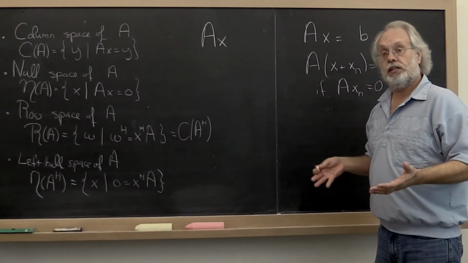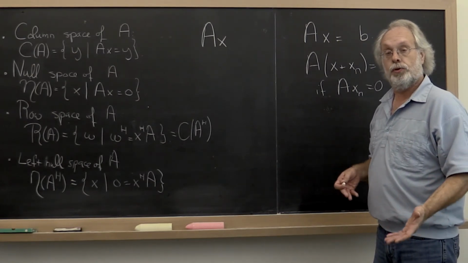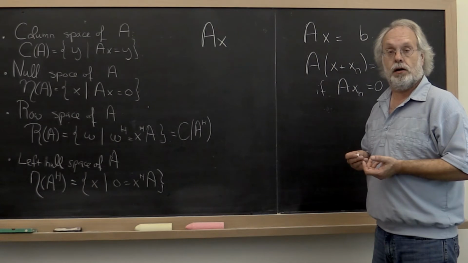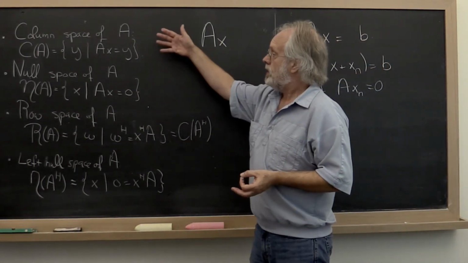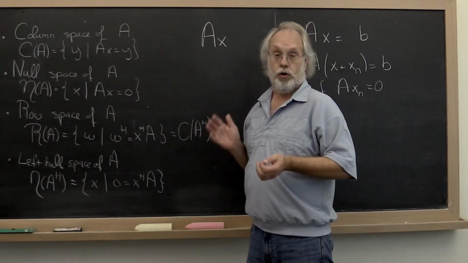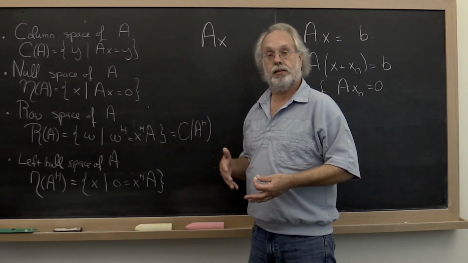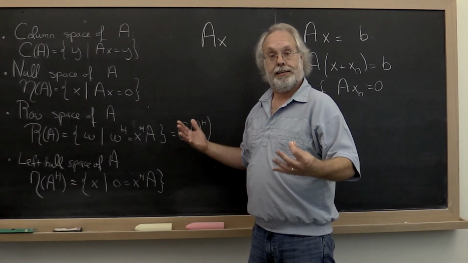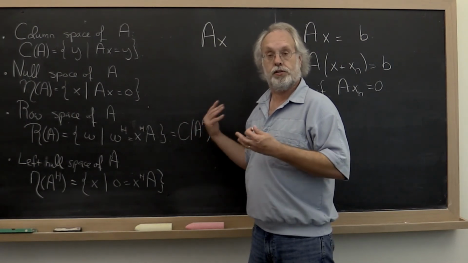What you're going to do next is do a few exercises that help you remember what these spaces are, and that also help you determine that certain spaces are orthogonal to each other. And that then will allow us to create a picture that kind of summarizes how matrix A maps vectors to other vectors.